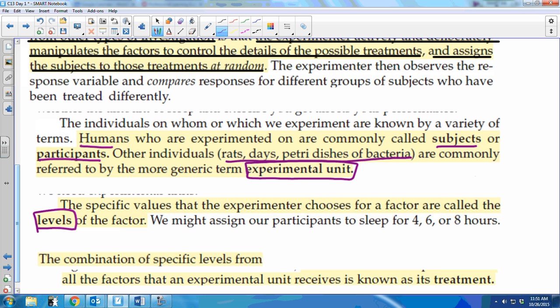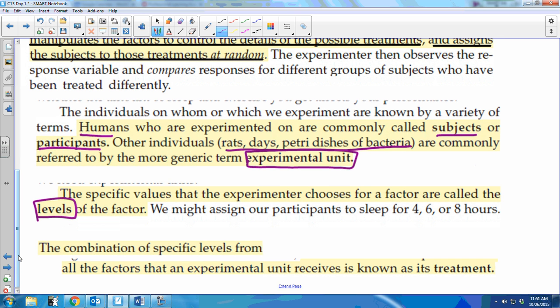And we'll do a lot more practice with this tomorrow. And then the combination of all the levels from all the factors is called a treatment. That's going to be your groups for your experiment.